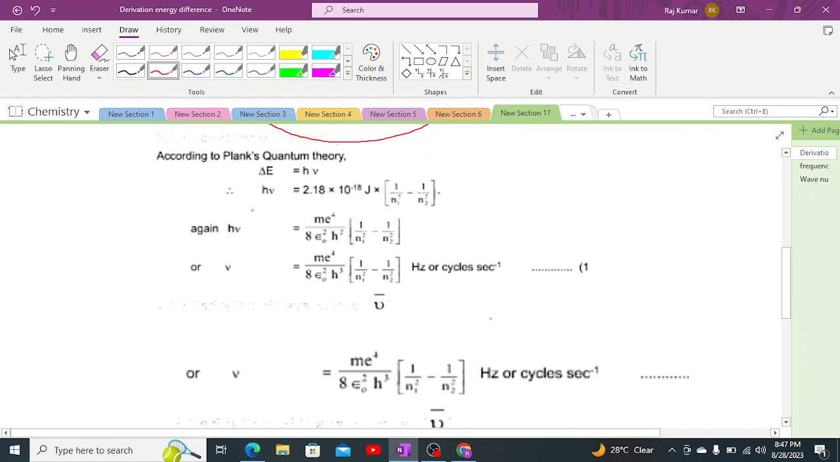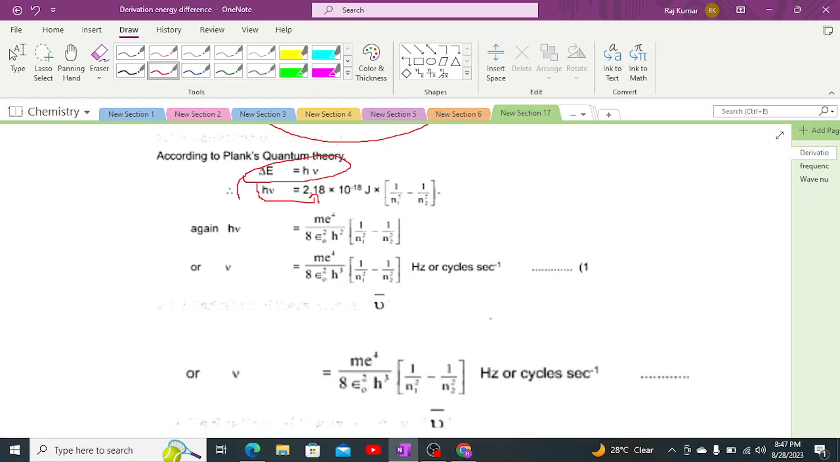After which we have frequency. Frequency can be calculated according to Planck's quantum theory, where the energy difference is equal to Planck's constant into frequency. Now, in order to calculate this value, we first need to find the energy difference. The energy difference is 2.18 into 10 power minus 18 joule into 1 upon n1 square minus 1 upon n2 square.